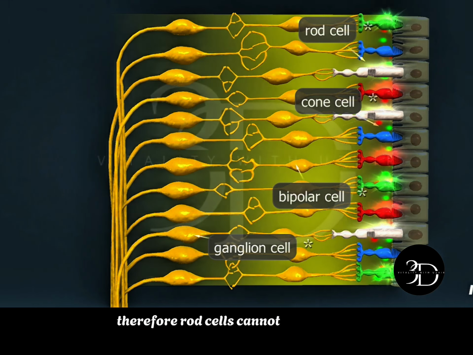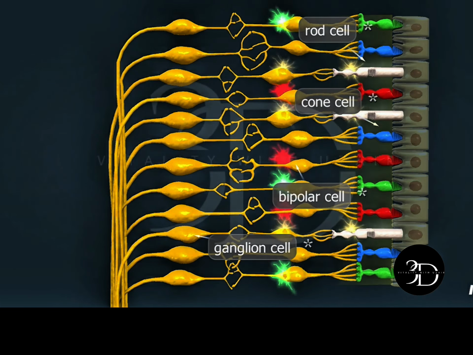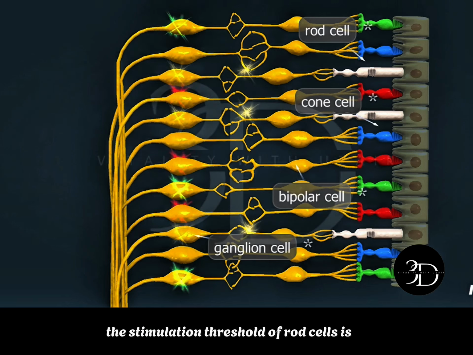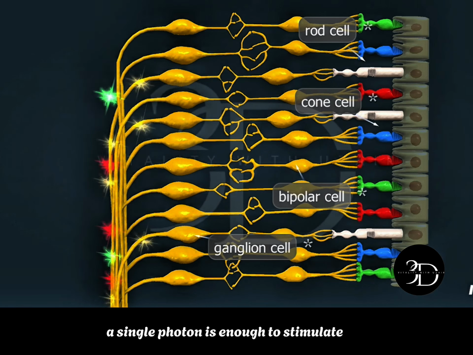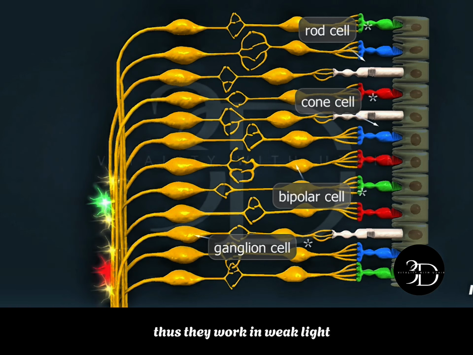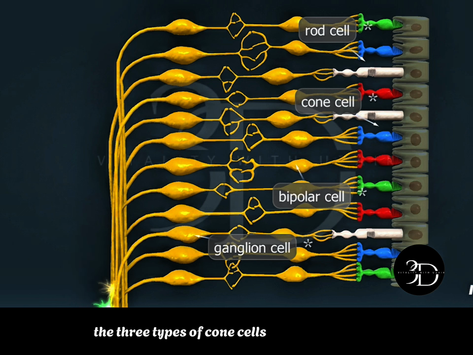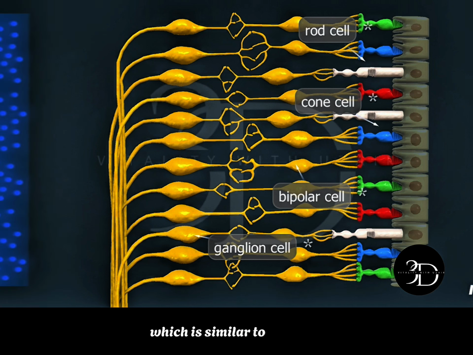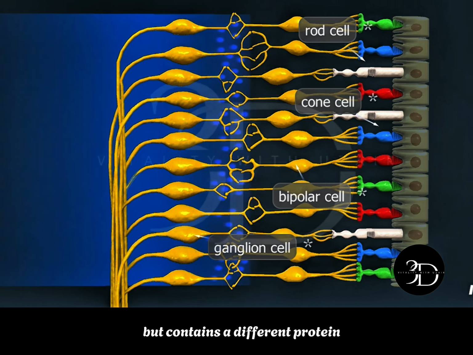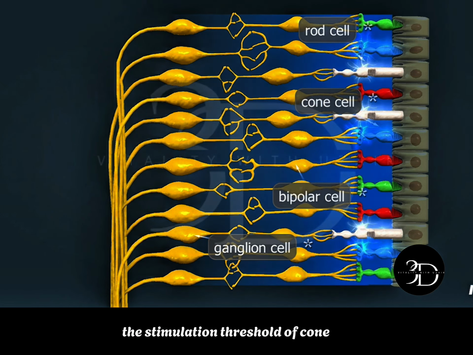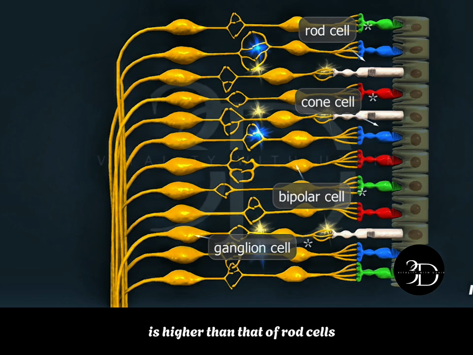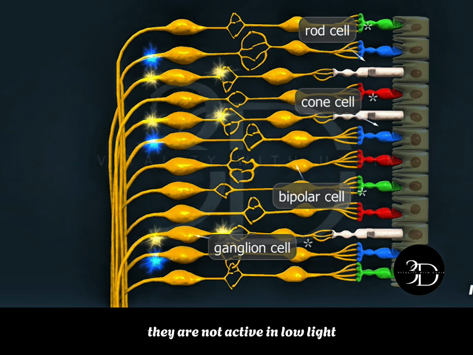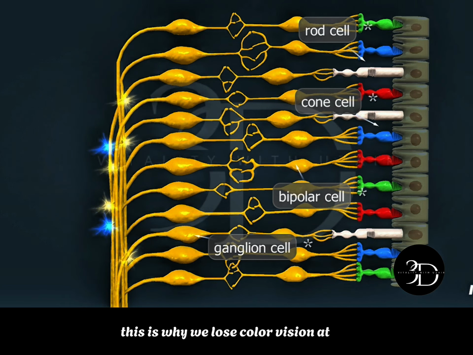Therefore, rod cells cannot differentiate between colors. The stimulation threshold of rod cells is low. A single photon is enough to stimulate them. Thus, they work in weak light. The three types of cone cells are sensitive to red, green, or blue light. Their photosensitive pigment is iodopsin, which is similar to rhodopsin but contains a different protein. The stimulation threshold of cone cells is higher than that of rod cells. They are not active in low light. This is why we lose color vision at dusk.